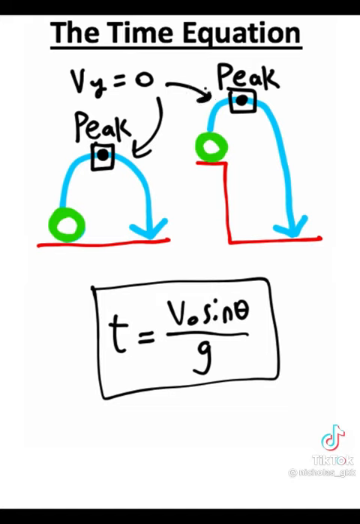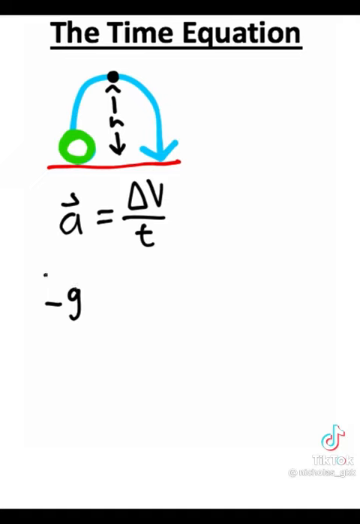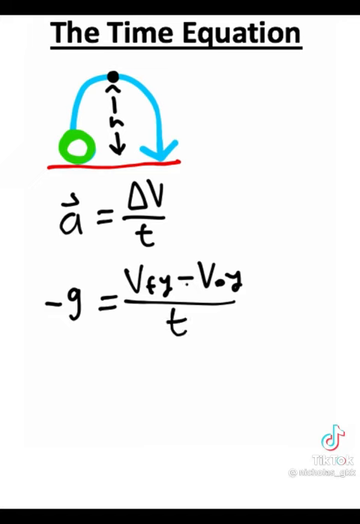Another thing you have to recognize is that gravity is going to be negative, because gravity is pulling your object down. So let's go ahead and see if we can solve and get this expression right here. So we know that acceleration is equal to a change in velocity over time. And if we're dealing in the vertical direction, that's going to be negative g for your acceleration. And that whole thing's going to equal your final velocity in the y direction, because it's vertical, minus your initial velocity in the y direction, divided by time.